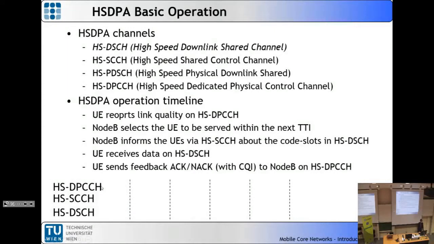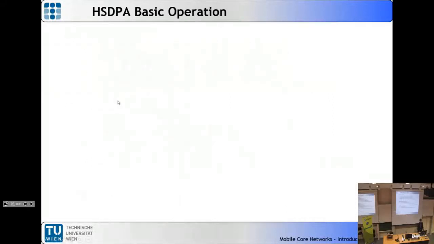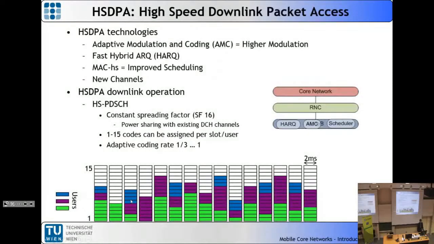What I would like to show you is actually this operation timeline. So what would happen is basically when we want to transmit data, then the UE has to report the link quality. The node B would then select the UE for transmission and report the code slots it has to use. If you saw before, we have to report somehow where to find our data. Okay?